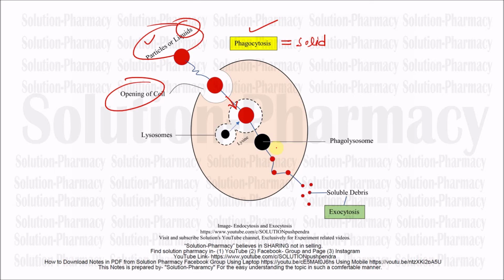But if this is not a wanted process, if the agent is a foreign particle, it will be lysed with the help of lysosomes, which secrete lytic enzymes, and it will be destroyed by the cell. Finally the soluble debris will be released from the cell, and that is called exocytosis. But that is applicable only to microorganisms or other types of antigen. In this case, the drug is utilized by the cell by the process of endocytosis.